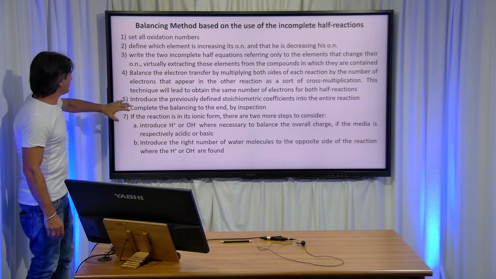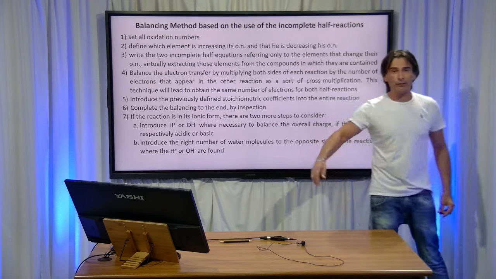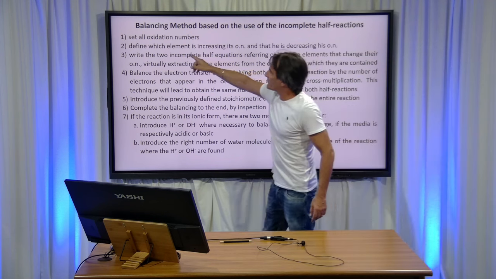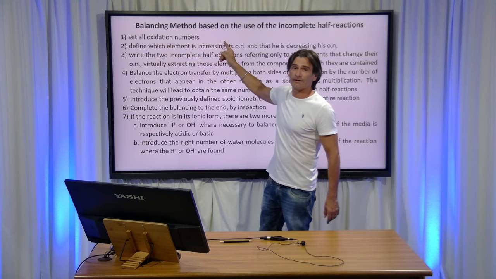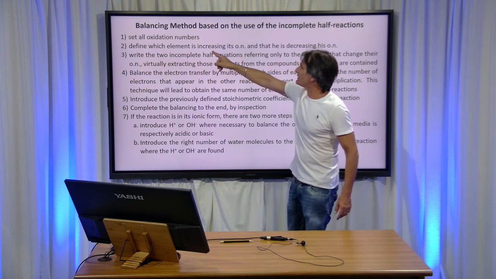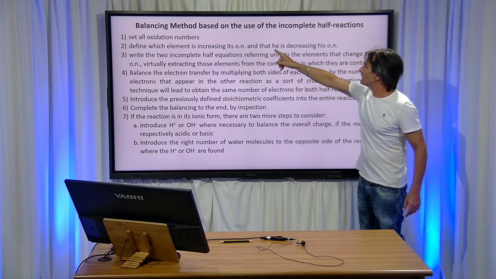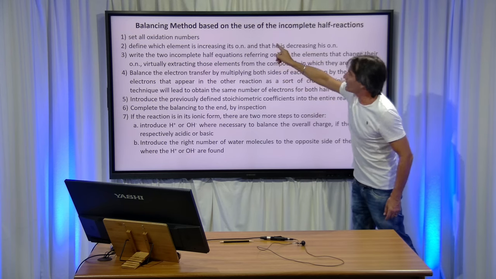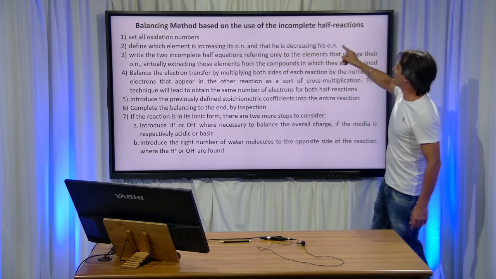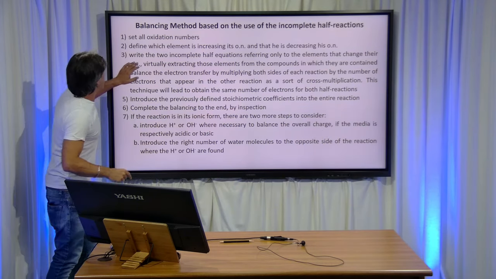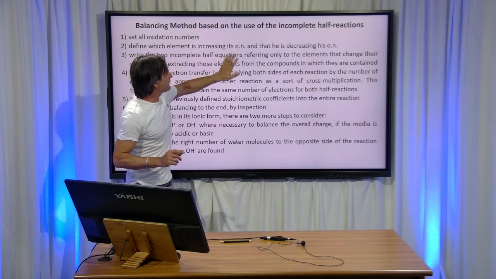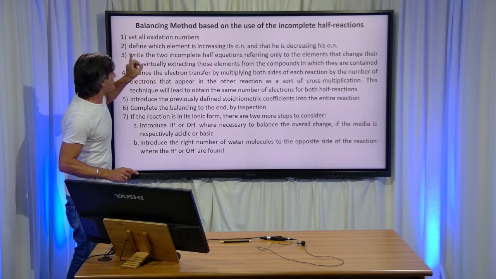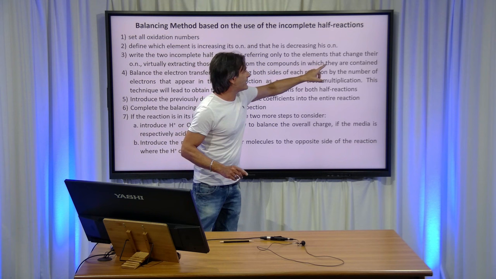Here I did a little report of what you have to do to balance a redox reaction. Well, first, set all of the oxidation numbers of the elements. Then, define which element is increasing its own oxidation number, and another element. Here we have an error. It is decreasing its oxidation number. Then write the two incomplete half equations referring only to the elements that change their oxidation numbers, virtually extracting those elements from the compounds in which they are contained.